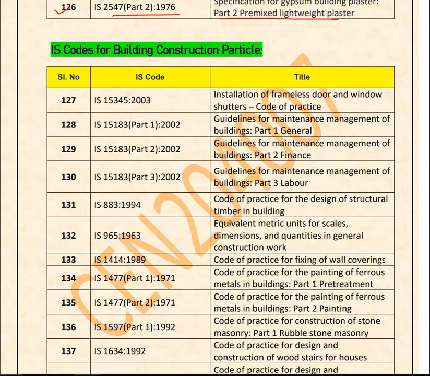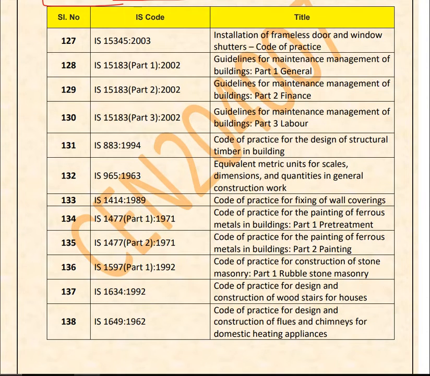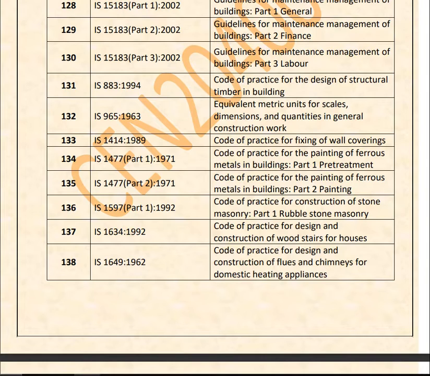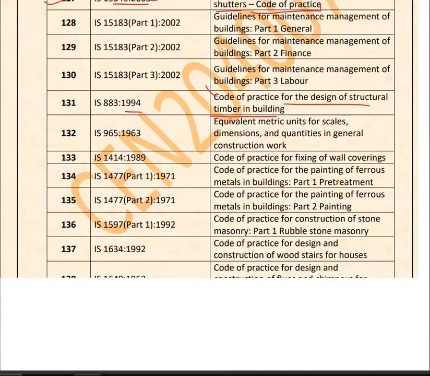Now we are moving to another stream, that is building construction practice. This is the IS code for building construction practice. In serial number 127, the first one is IS 15345, from 2003, that is installation of frameless door and window shutter, code of practice. Same like this, IS 883 1994, code of practice for the design of structural timber in building. This is for timber, as we already know from the chapter on building material. Under building material, we discussed timber earlier in our video.